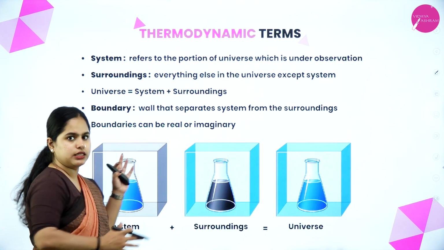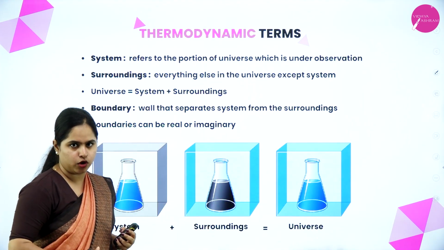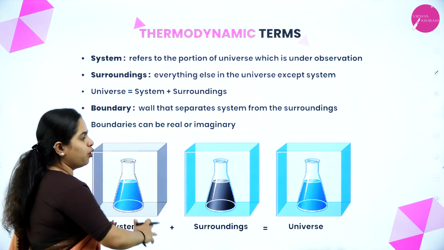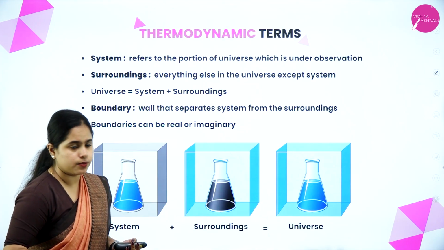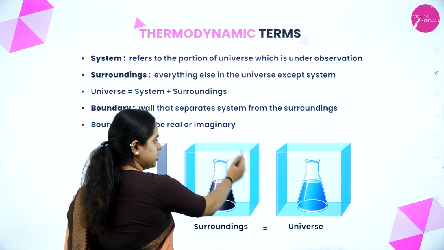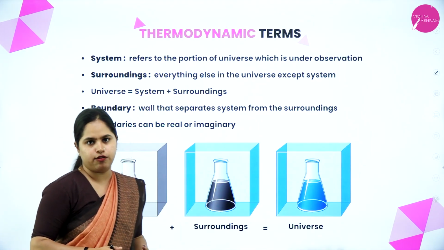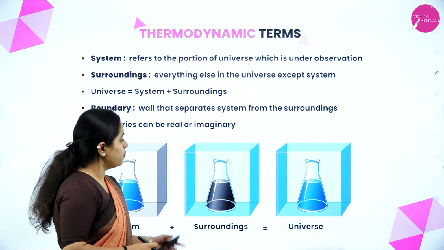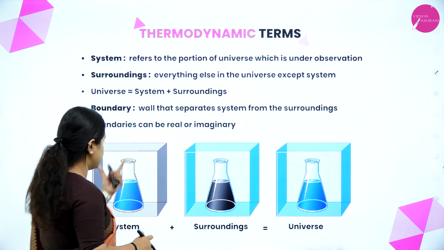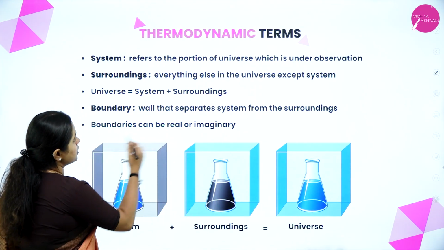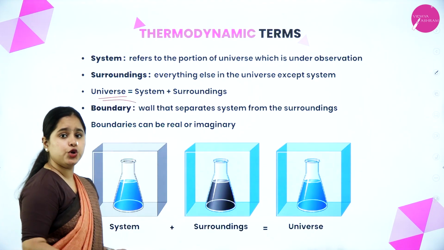It is present inside a box. We have kept it inside a box. So, apart from this conical flask, the whole of this box will be my surroundings. You can see here, it is shaded blue. That is the surroundings apart from the conical flask. So, these two together, the system plus the surroundings, will be what? System plus the surroundings will be the universe.